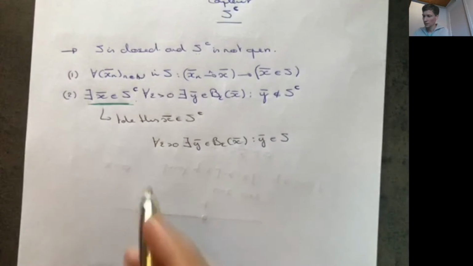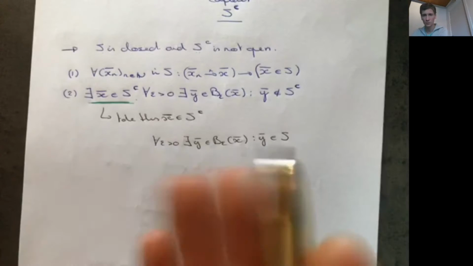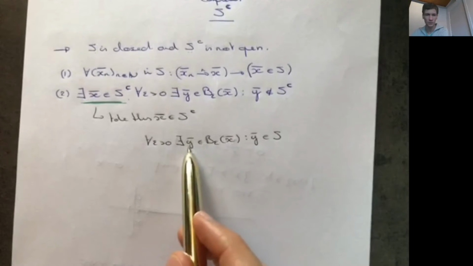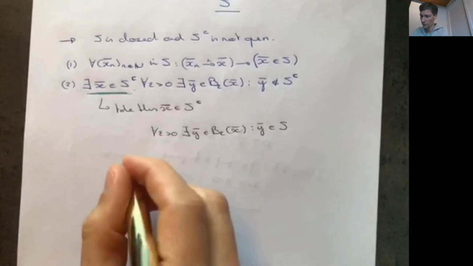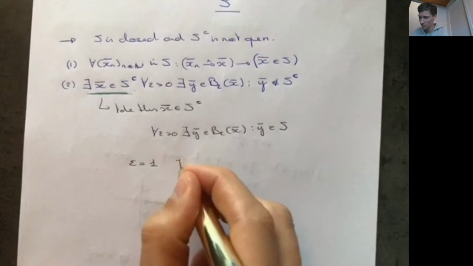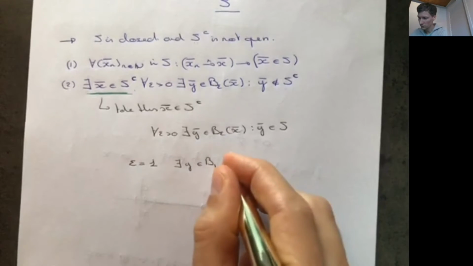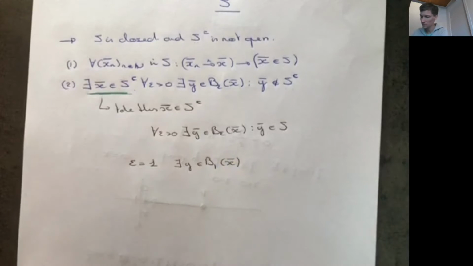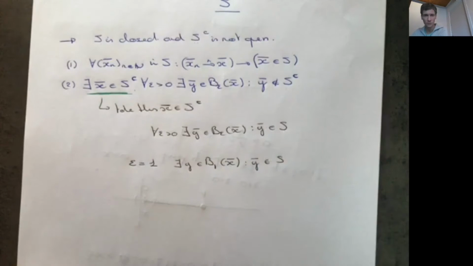So what we're going to do is plug in different values of epsilon. This holds for every epsilon, so we're going to get different y's. Basically we're going to generate a sequence of y's for different values of epsilon. For example, if I take epsilon equal to 1, then I know there exists a y in the ball of radius 1 around x, such that y is in S. Let me call this particular y, y_1.